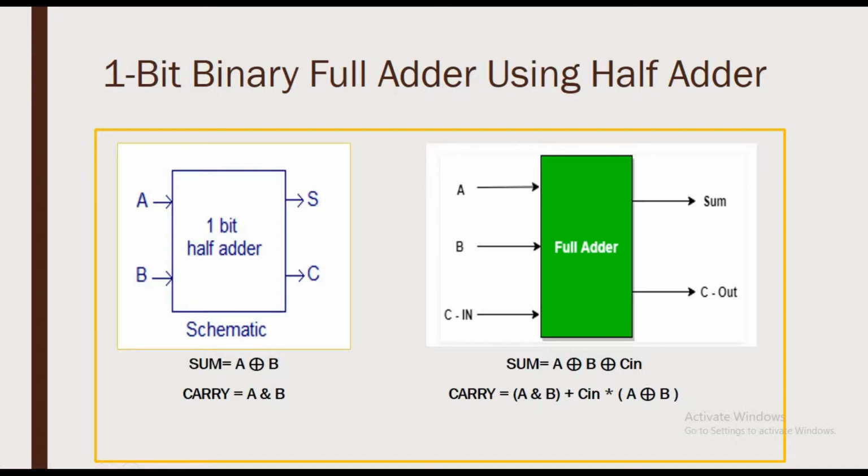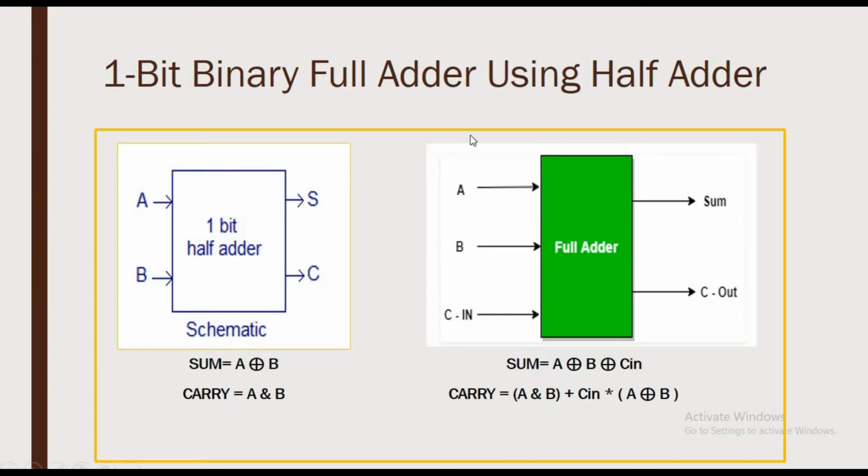Here on the left side we have half adder circuit and on the right side we have full adder circuit. In half adder circuit we have two inputs A and B, while on the full adder we have three inputs A, B and C in, meaning carry in input. We discussed all the details in our last two lectures, so you must go through those lectures.